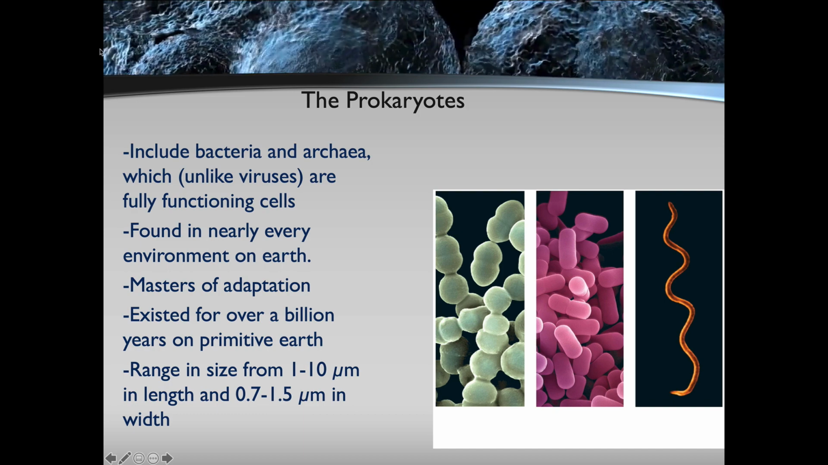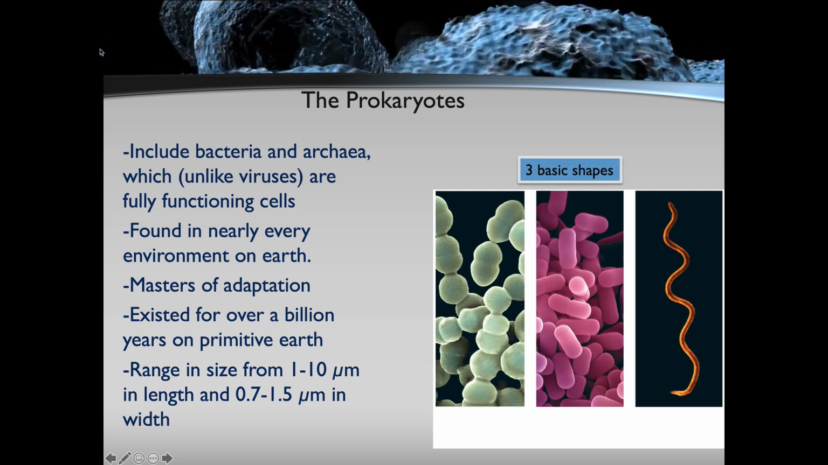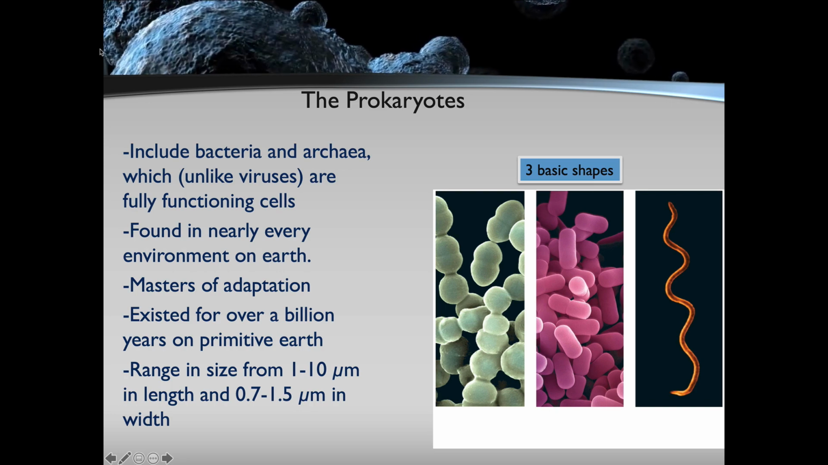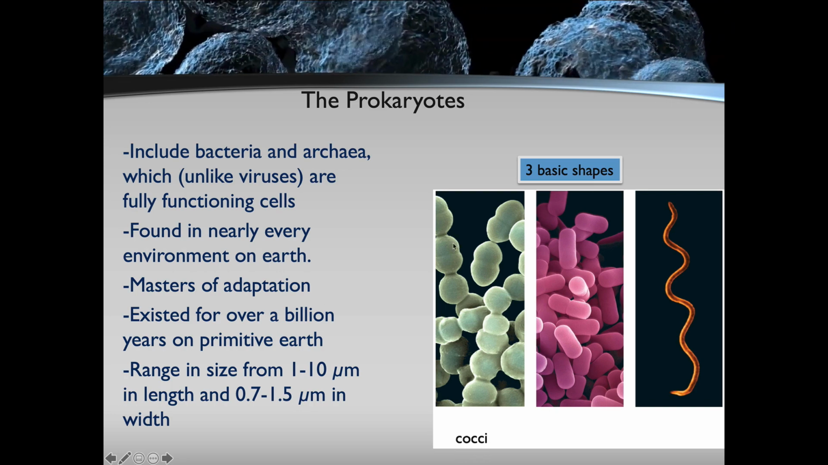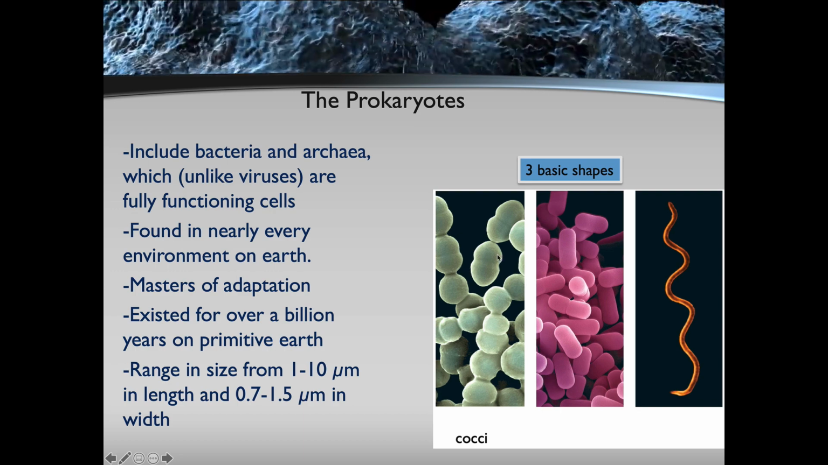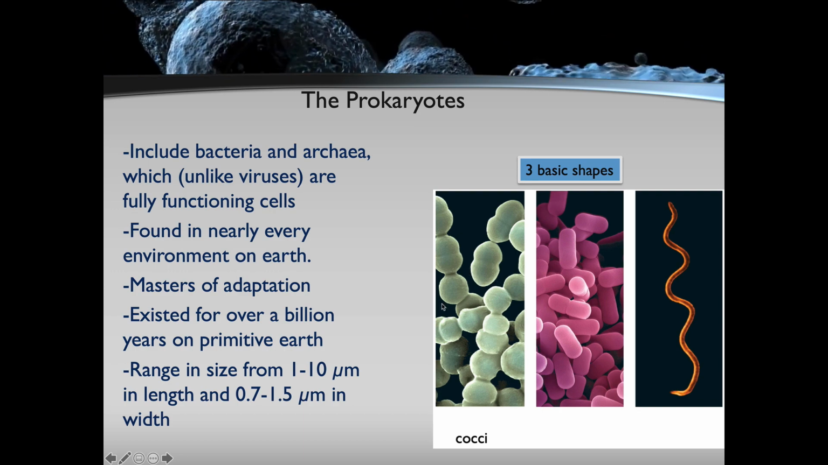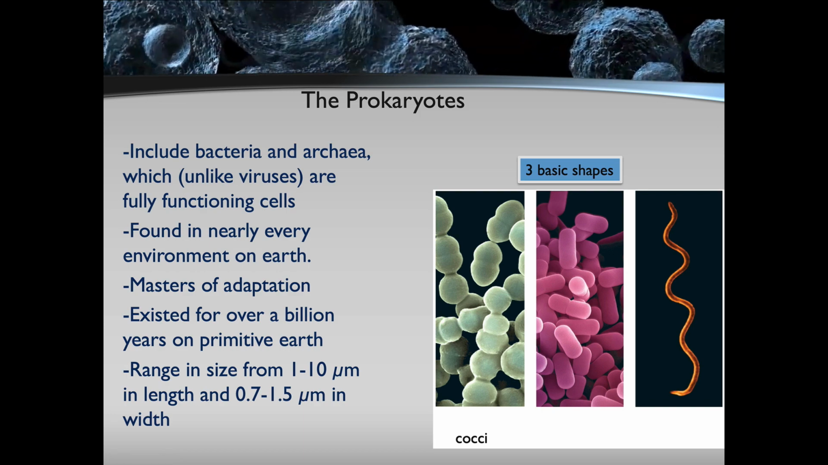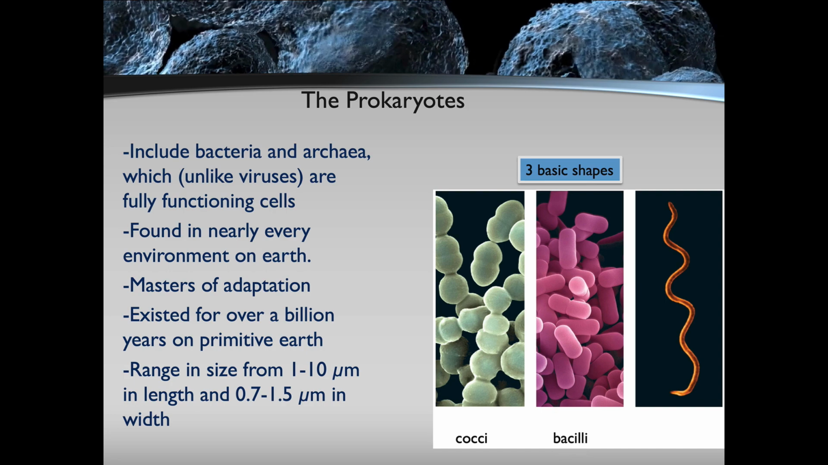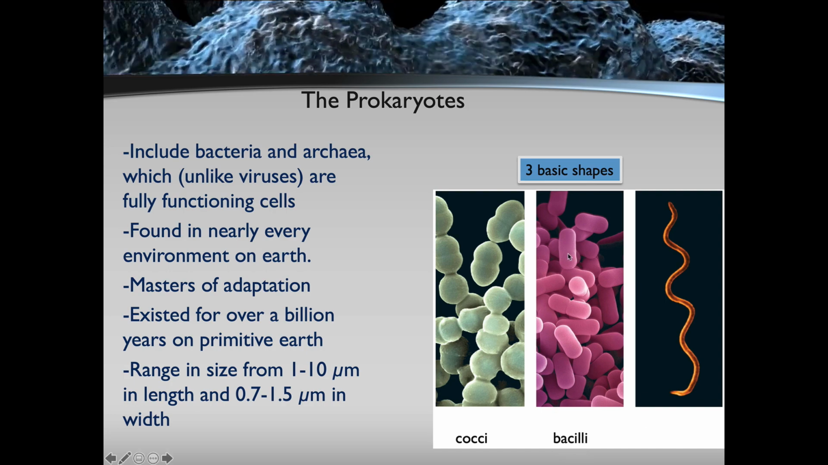If you take a look at the 3 pictures on the right of your slide, you can see that bacteria typically take 3 basic shapes. The first shape is called cocci, and these are kind of roundish or elongated and roundish looking structures, but cocci are the most round of the bacterial shapes. We also have bacilli, which are a little bit more rod-shaped.